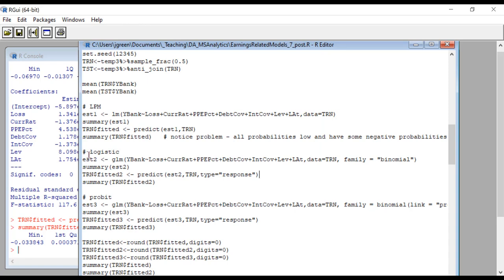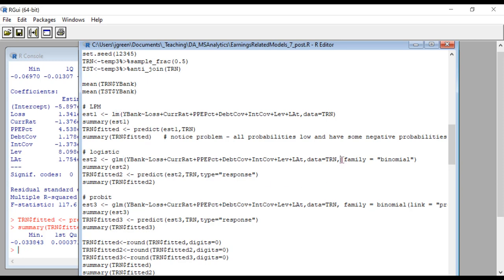So the two most common probability models are this logistic model and this Probit model. Both of them can be done with this GLM, generalized linear models, and the structure is the same as we do with LM.